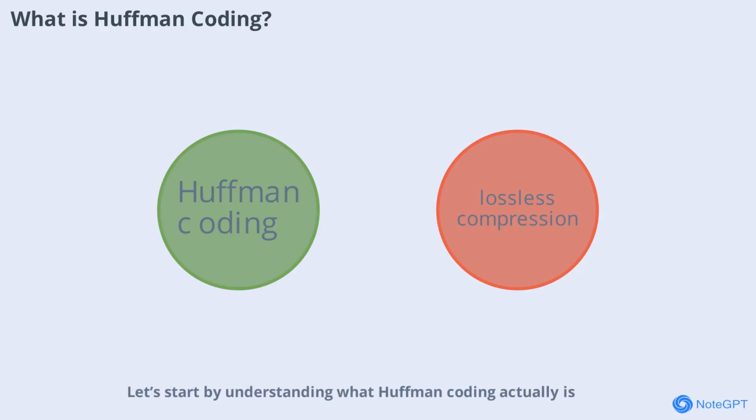Let's start by understanding what Huffman coding actually is. Huffman coding is a popular algorithm used for lossless data compression. It was developed by David A. Huffman in 1952 and is widely used in various applications, from file compression tools to image formats like JPEG.